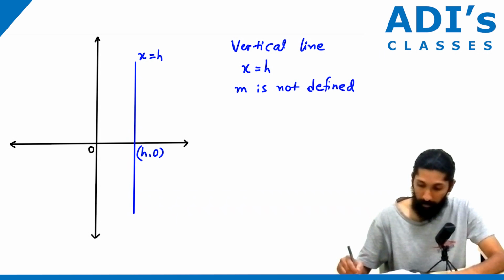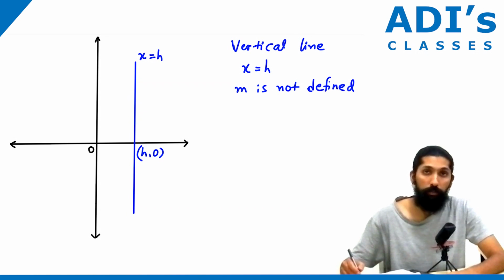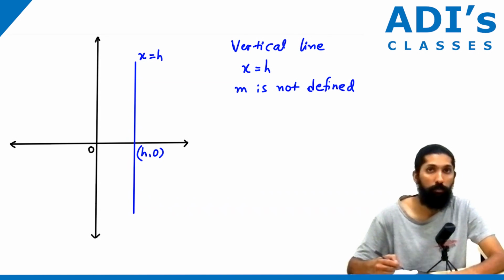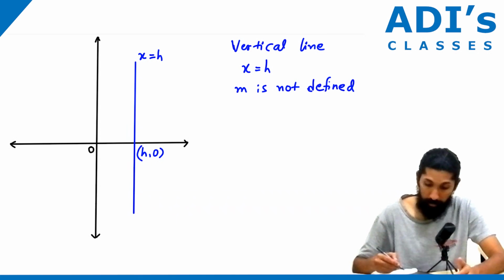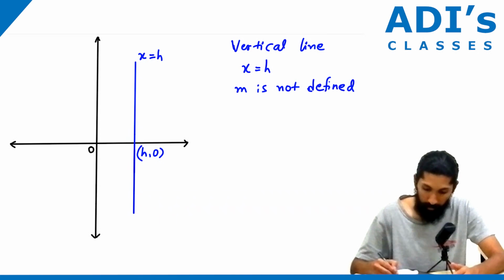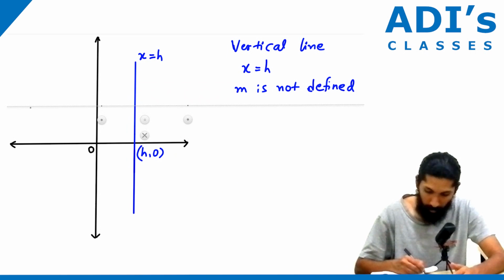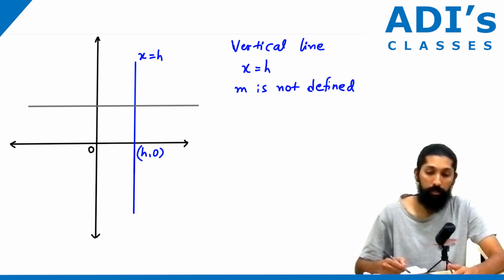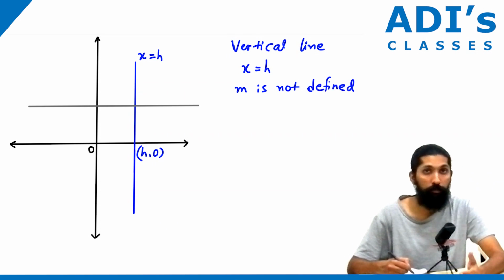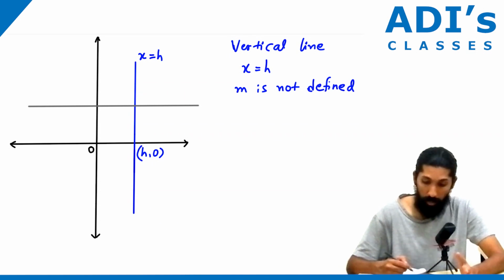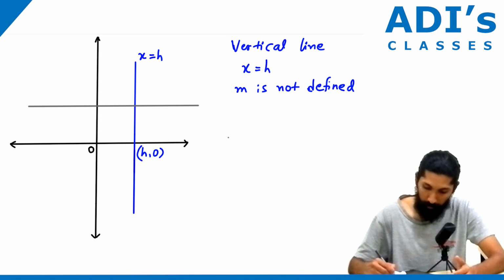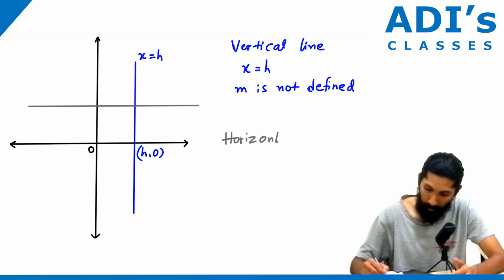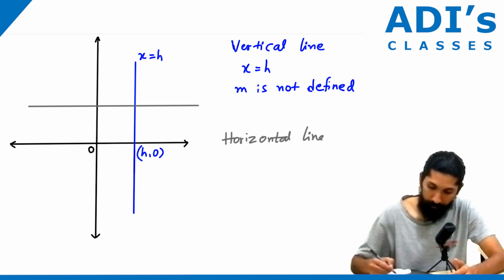Now another type of line we can think of is a horizontal line. Whenever we think of a horizontal line, the slope will become 0, correct? So let's look at it. See the horizontal line. What you're going to have is a line something like this. See, it could be above, it could be below, wherever it is. But here what we are looking at is a horizontal line.